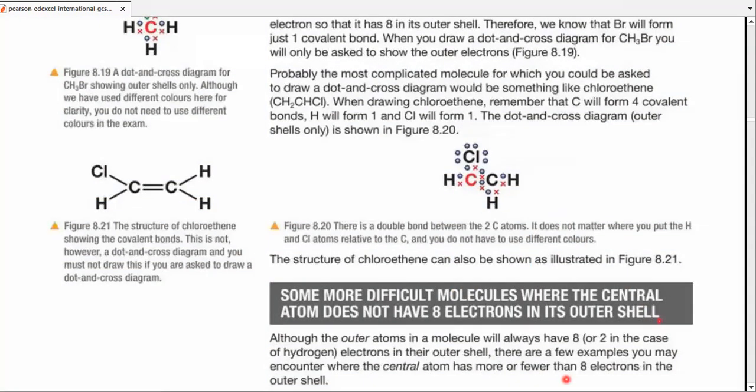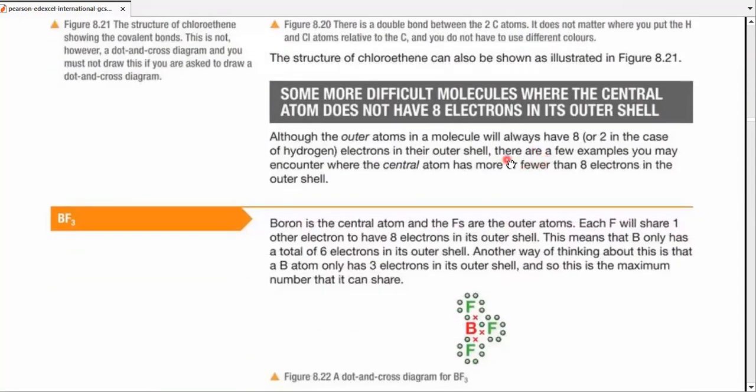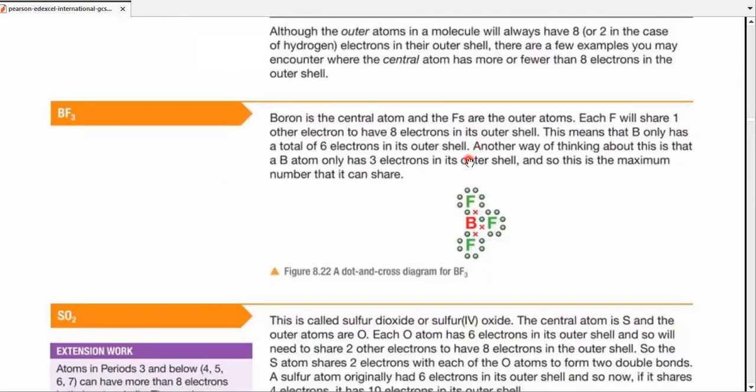Moving on, some more difficult molecules where the central atom does not have 8 electrons in its outer shell. It may have less, or it may have more. So let's discuss both types of examples.